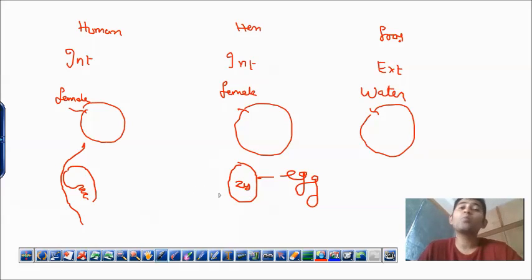तो फीमेल ह्यूमंस अंडे नहीं देते, ह्यूमन डायरेक्ट बच्चा पैदा करते हैं, बट हेंस इंटरनल फर्टिलाइजेशन के बाद अंडों को बाहर निकाल देती हैं, एंड फ्रॉग्स तो पहले ही अंडों को बाहर निकाल देते हैं. दैट आर द थ्री टाइप्स ऑफ फर्टिलाइजेशंस.